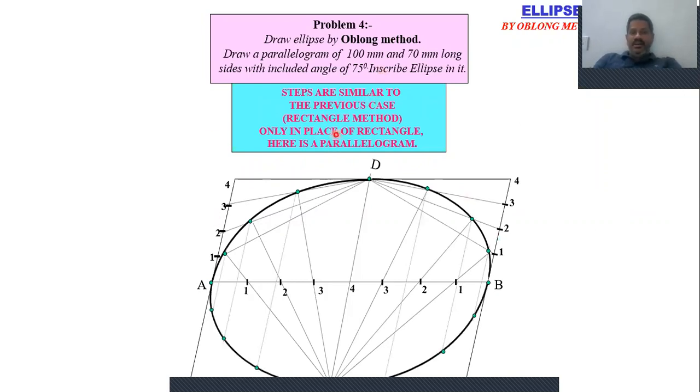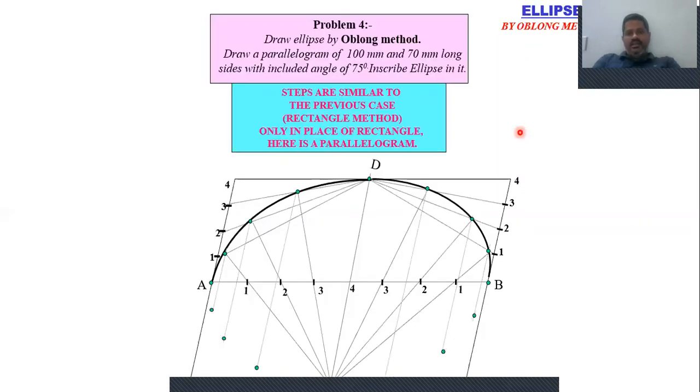This is the oblong method of constructing an ellipse. The oblong method and rectangle method are similar, but in this case we are constructing a parallelogram. In the case of the rectangle method, we are constructing a rectangle. In this case it is 75 degrees here, that you can see.